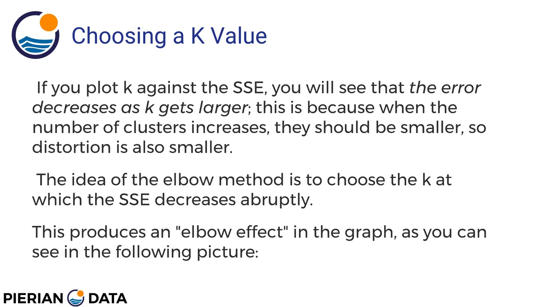Then what you end up doing is you plot k against SSE, and you will see that the error decreases as k gets larger. And this is because when the number of clusters increases, they should be smaller, so each distortion is going to be smaller as well. The idea of the elbow method is to choose the k at which the SSE decreases abruptly. So this produces what's known as an elbow effect in the graph. So you can see this in the following picture.